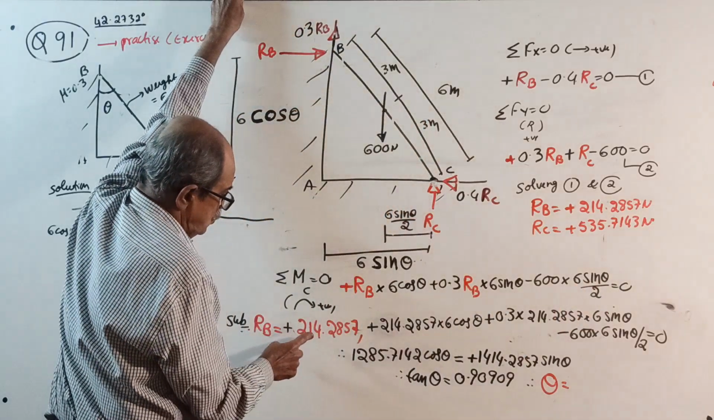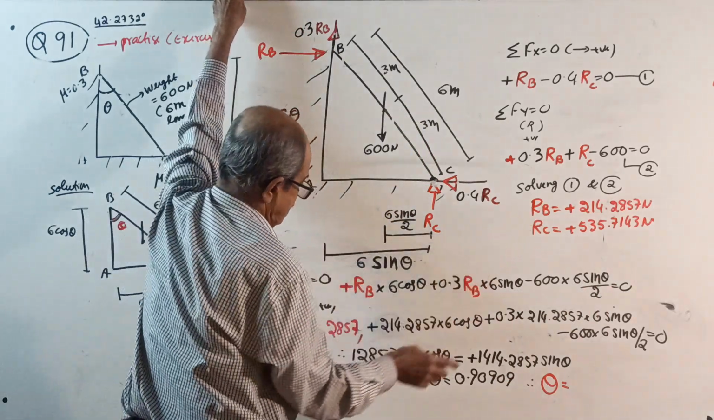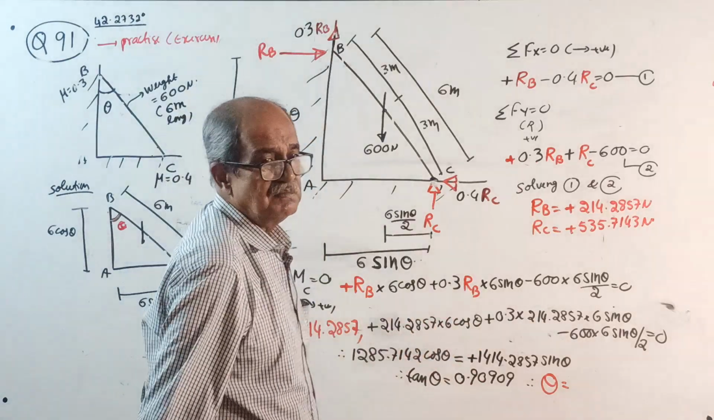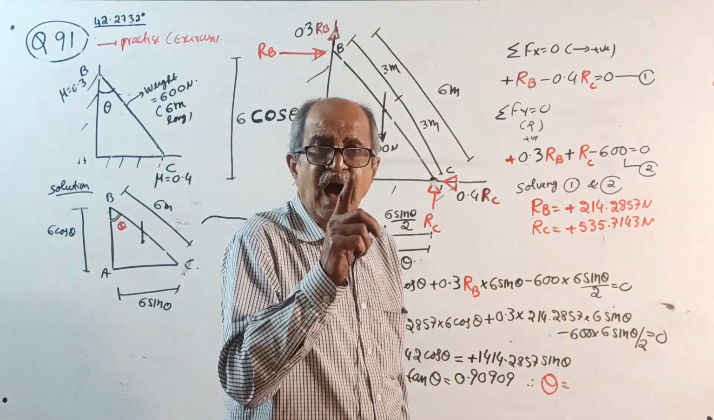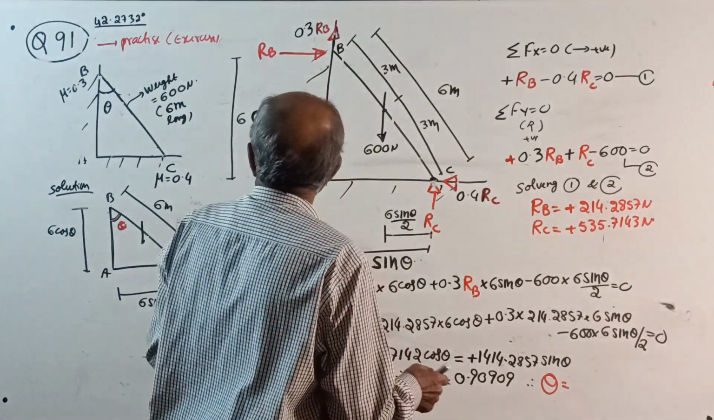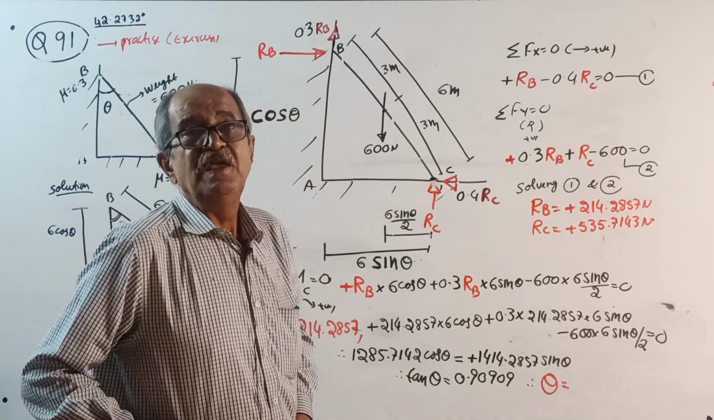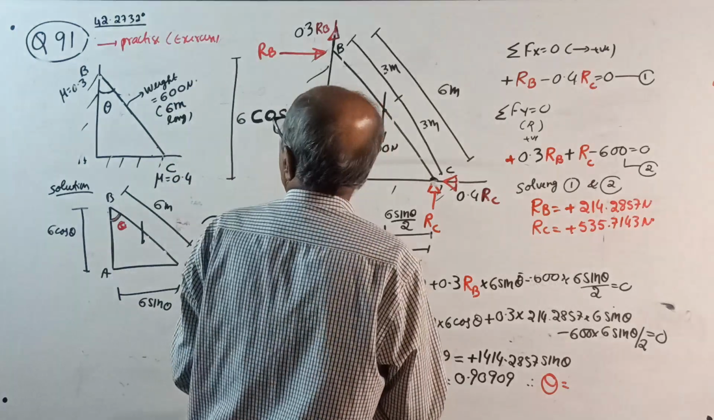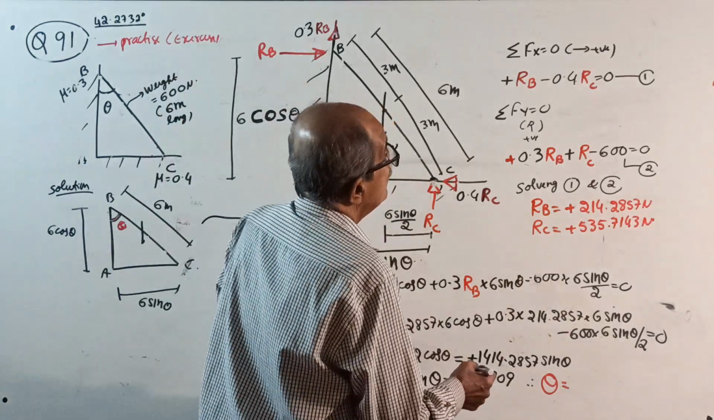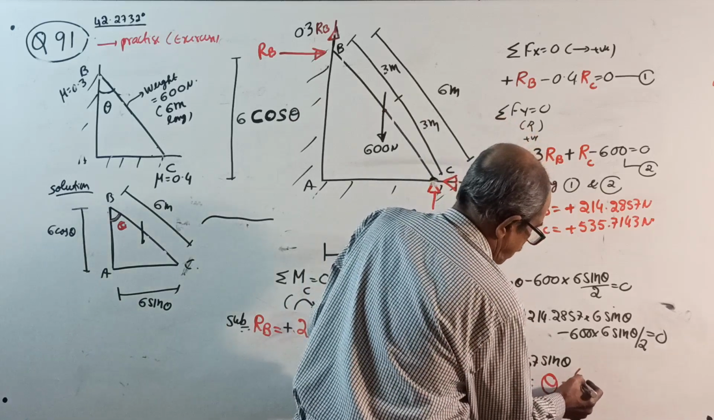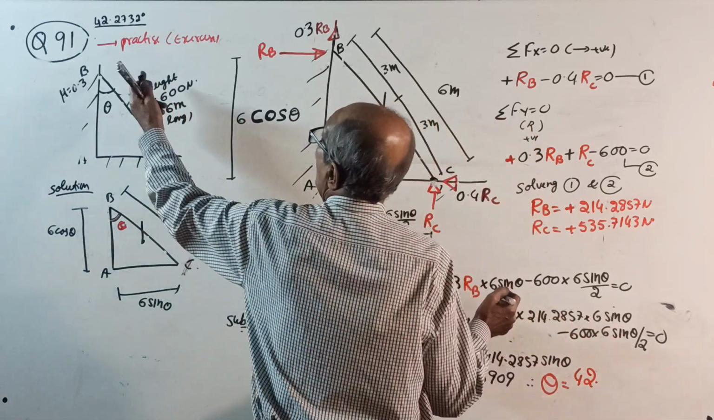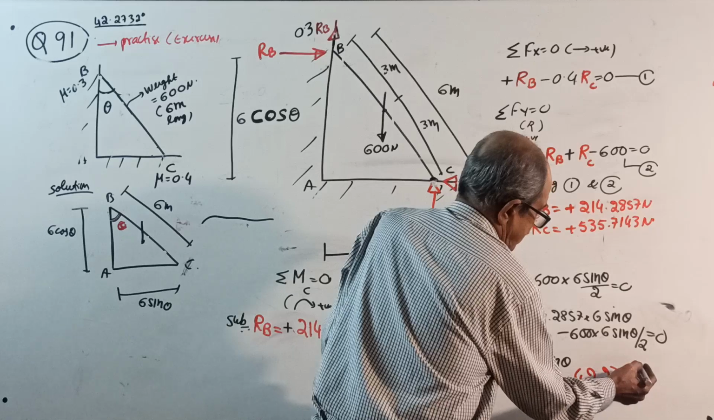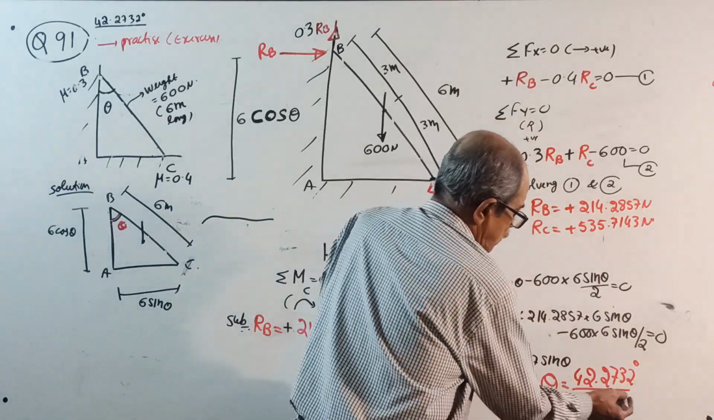Substitute RB equal to 214.2857. Substitute here, etc. Finally, tan theta will come, theta will come. I already told you, if my concept is correct, if I know the subject correctly, the answer for theta has to come: 42.273 degrees. Okay. See, now make a note.